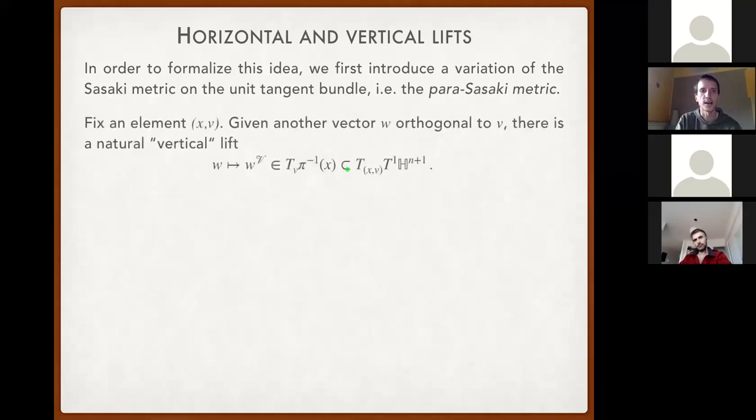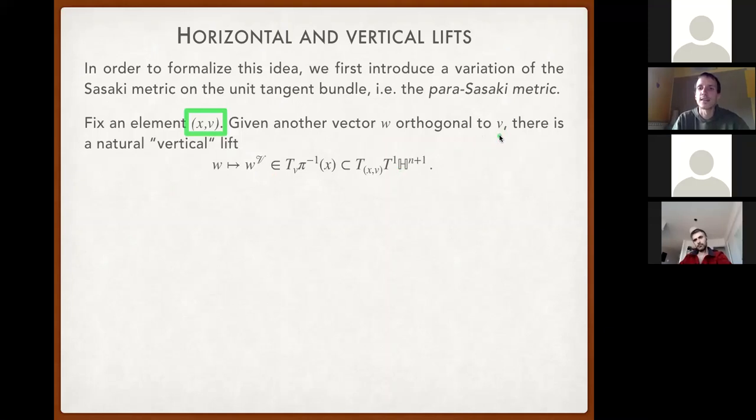So to do this, let's first recall what the vertical lift is in the unit tangent bundle. Let's take a base point, which is (x, v). This is a point of the unit tangent bundle, a point in the tangent vector. v is unit because we consider a unit tangent bundle. And let's take a vector w, which is orthogonal to v.